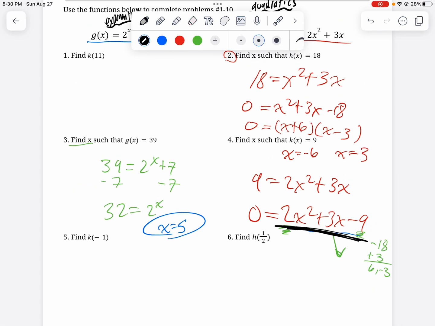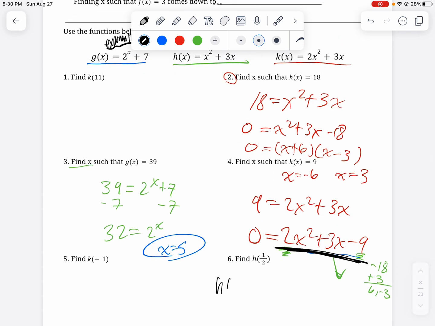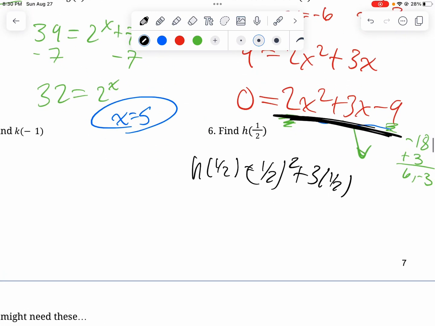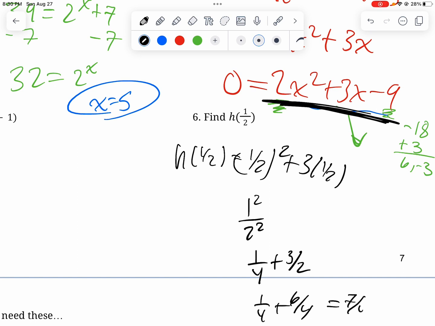6, h of a half. It's a plug-in. Plug in a half for x. H of a half is going to be 1 half squared plus 3 times a half. What's 1 half squared? How do you square a fraction? You square the top and you square the bottom. 1 squared over 2 squared, that's a fourth. Plus 3 halves. I need a common denominator. That's 6 fourths. 1 fourth plus 6 fourths is 7 fourths.